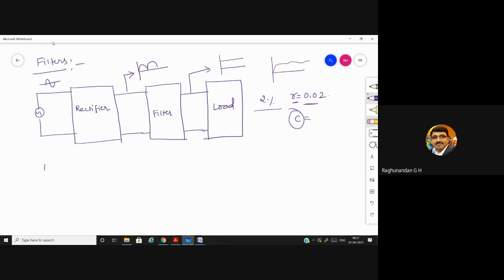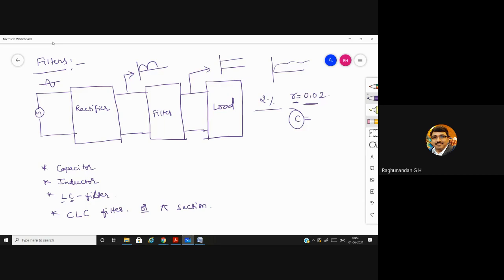As I told, there are different types of filters. The first one is the capacitor filter. The second one is the inductor filter. The third one is the LC filter, LC meaning inductor and capacitor. And the fourth one is the CLC filter, which is also known as the pi section filter. These are the four types of filters which we have.